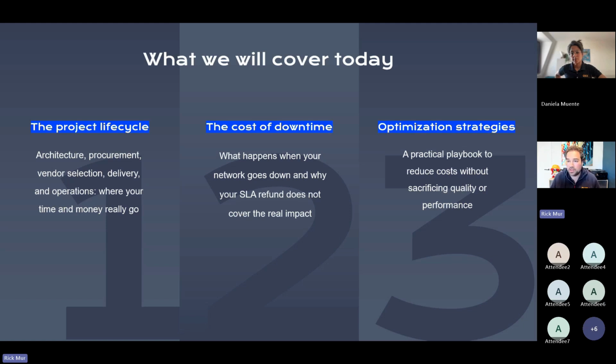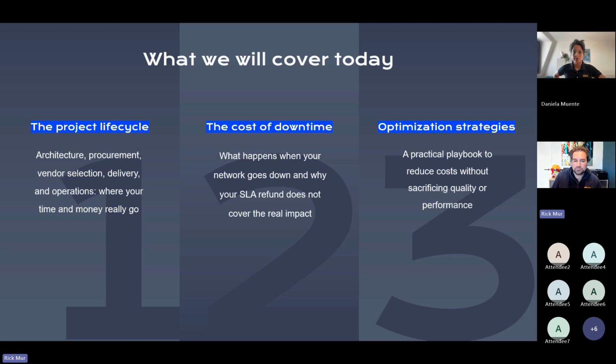So how do you run the network after the installation? And then, of course, that monthly bill starts rolling. But after that, what happens when something goes down, for example? What's the cost of that? What's the real impact? And how do SLAs play a part in that?